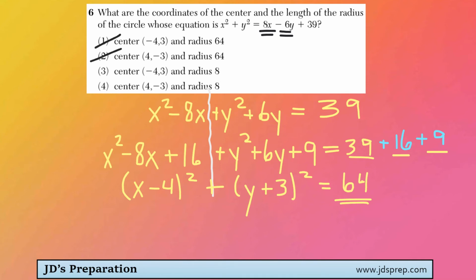So it's not option 1 or 2. And our center is going to be at 4, negative 3. So the correct answer is our fourth choice.